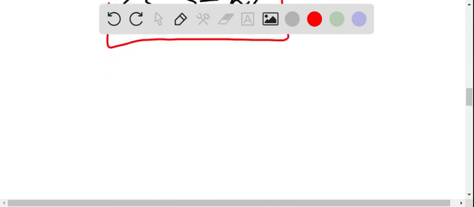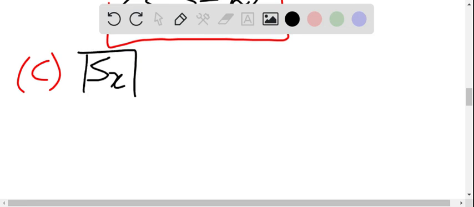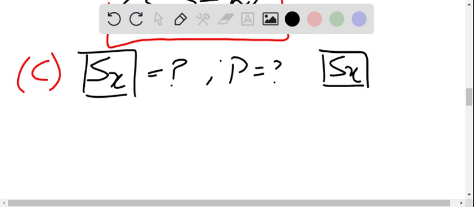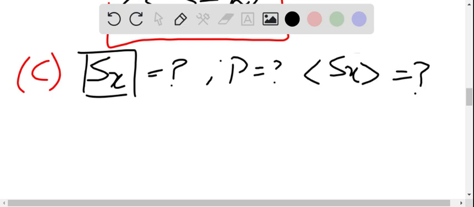Next part is that if we measure S sub x on this electron. Similarly, we need to find its possible values, the probabilities, and what would be the expectation value of S sub x. So let's start with it.